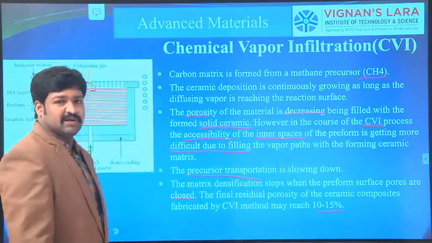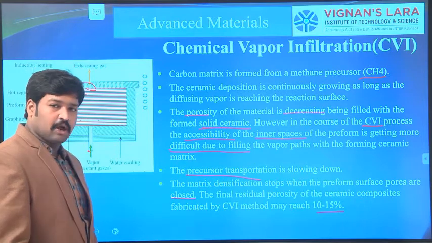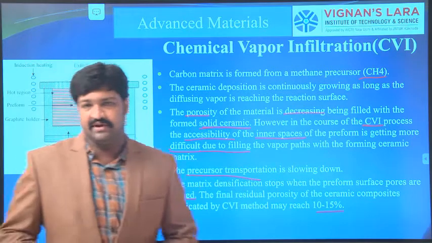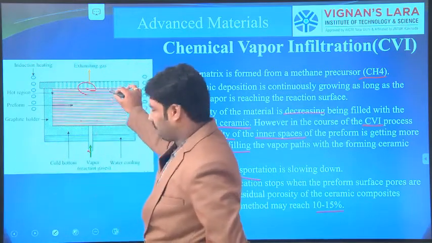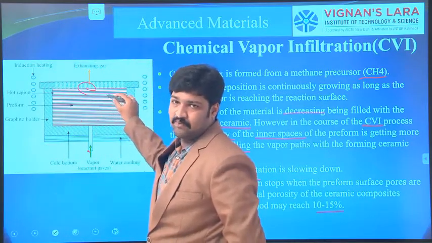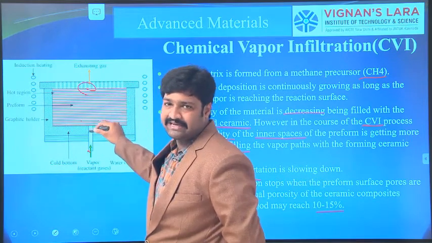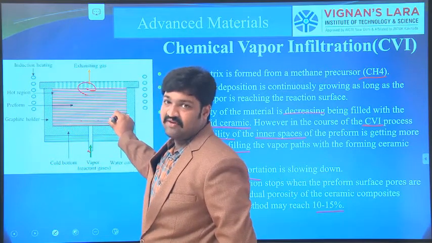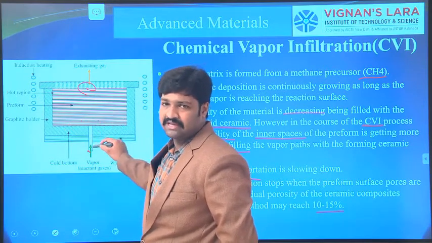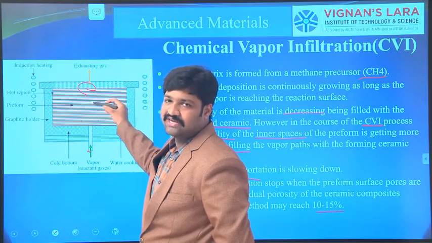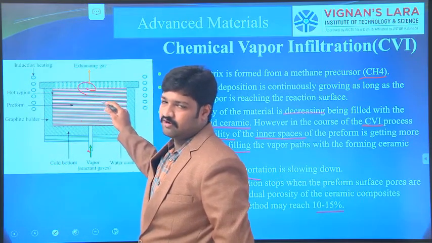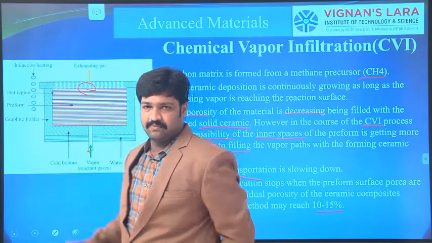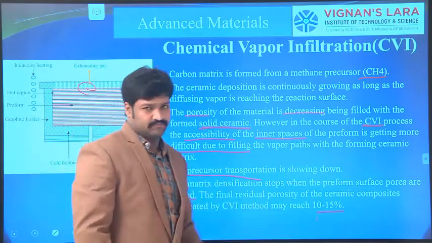So by means of this process, we are getting a composite. This composite consists of around 10 to 15% porous nature, it means unfilled material. As we know, it has a porous nature, and those pores will be filled by the reactant gases. If the reactant gases deposit on the surface, further movement of precursors is very difficult. Due to that, porosity will be residual. Porosity will remain in the preform. So that will be around 10 to 15%.